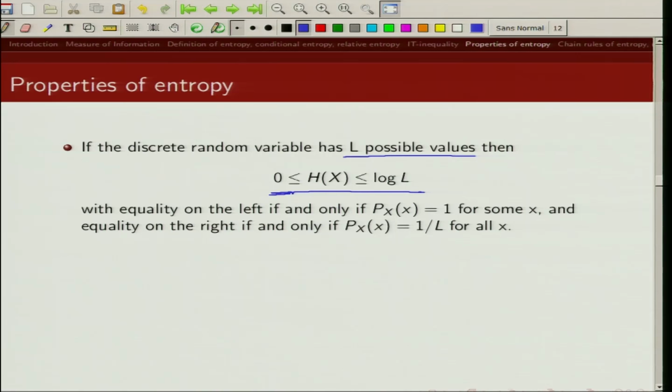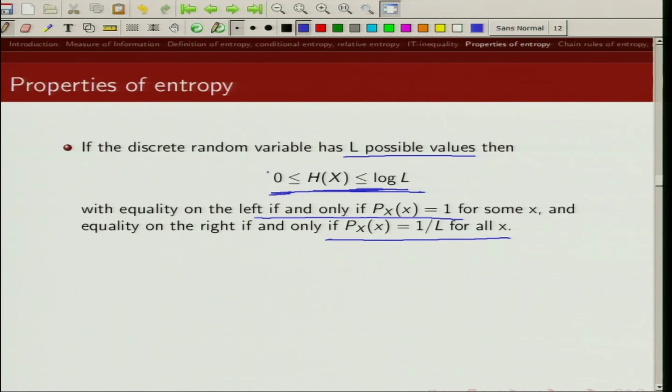Entropy is lower bounded by 0 and upper bounded by log of L. The equality on the left hand side happens if and only if p of x is 1 for some particular x, and for all other x it's 0. And equality on the right, which is this H of X equal to log L, happens if your source is uniformly distributed, so p of x is 1 by L for all x. So let us prove this.